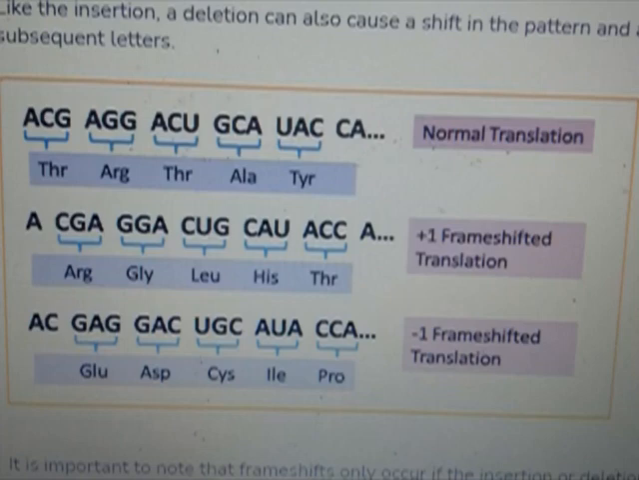Mutation: M-U-T-A-T-I-O-N. What is mutation? What are the types of mutation? And what are the effects of mutation? Those are the things we're going to be looking at in the lesson today.